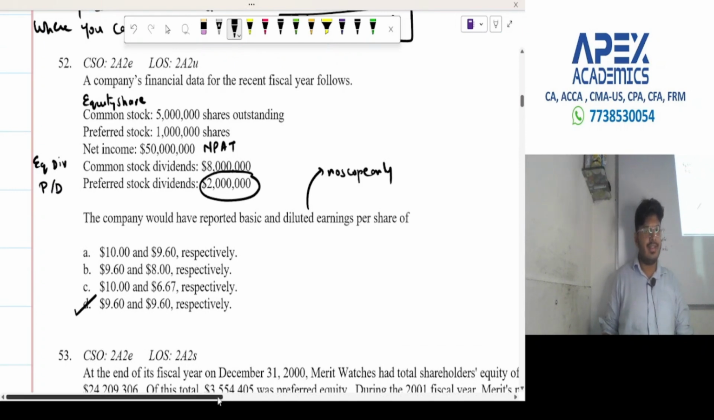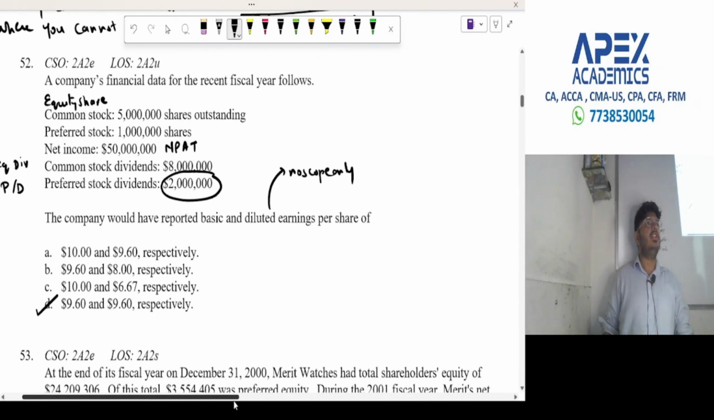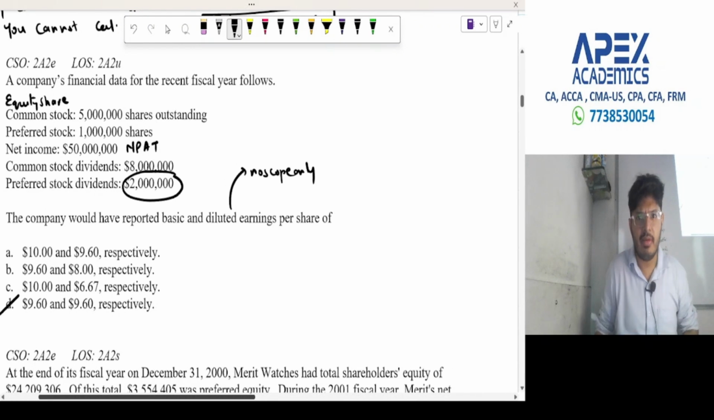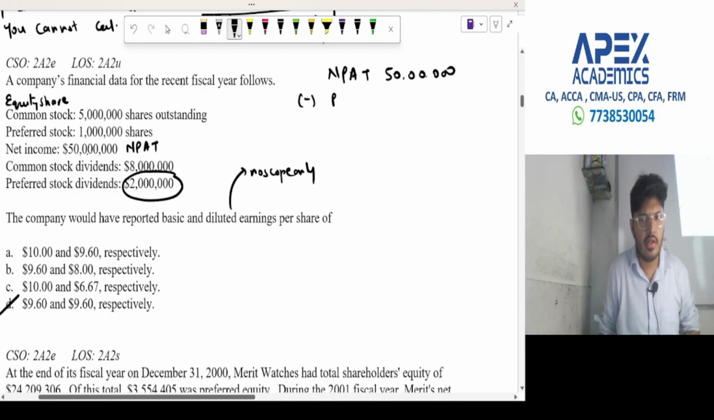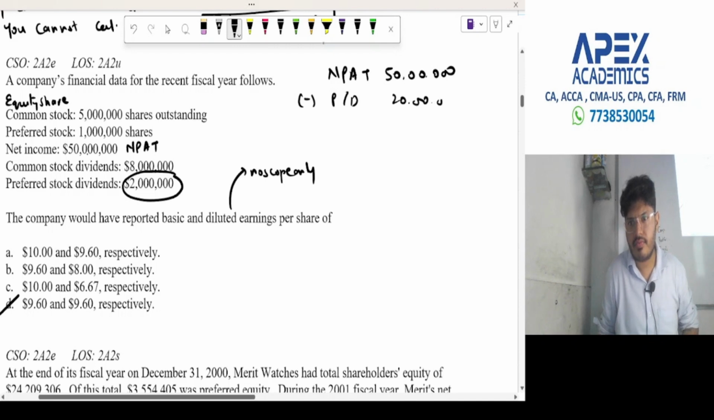But sir, this is risky. I would like to see and satisfy myself that my answer is correct. So at least basic EPS I will calculate. Please be my guest. Net profit after tax. What is your answer? It is 50 lakhs. Minus preference dividend. How much is it? It is 20 lakhs. Earnings available for equity shareholders are how much?